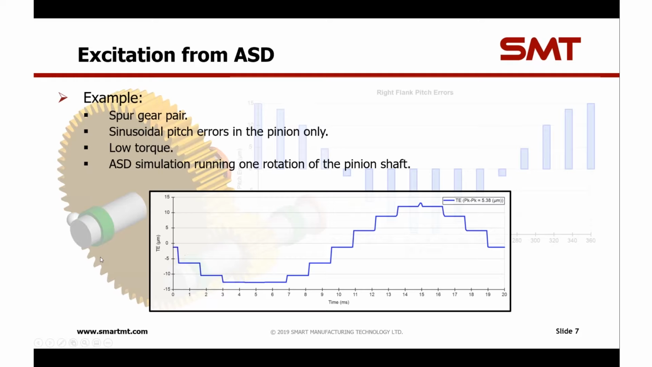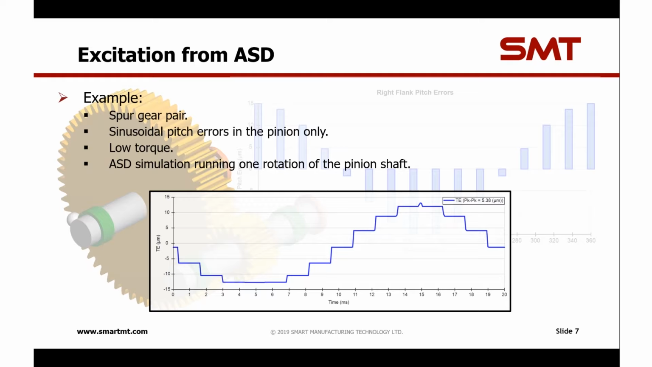So we've got a very simple example to demonstrate on this. A bit of background on the example itself, first of all. It's a very simple spur gear pair, and all that it has applied to it is sinusoidal pitch errors, which are on the pinion only. There are no pitch errors on the wheel, only on the pinion. And we have a very low torque load case.